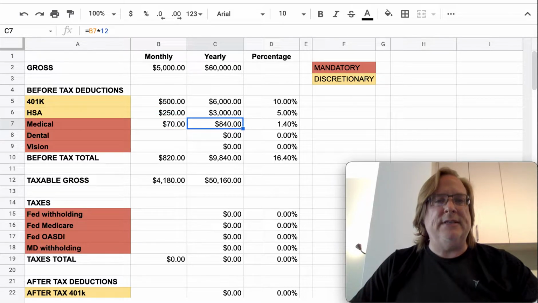Okay, so then let's say your medical coverage costs, I'll just use some numbers, 70. And so this is just B7 times 12. And then the percentage is just C7 divided by C2, your yearly gross income.